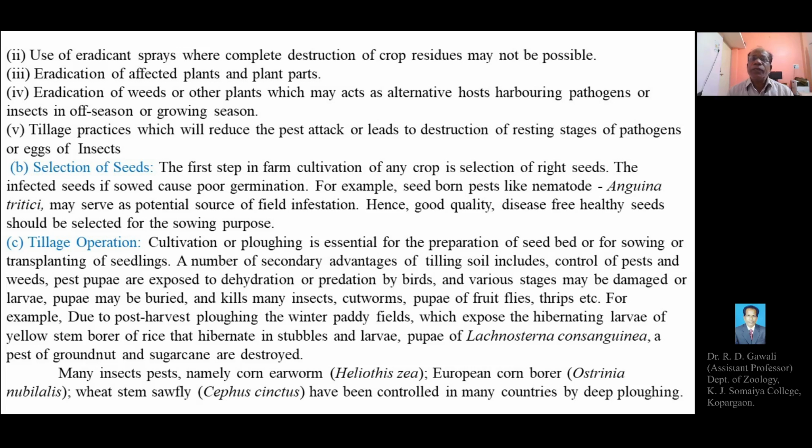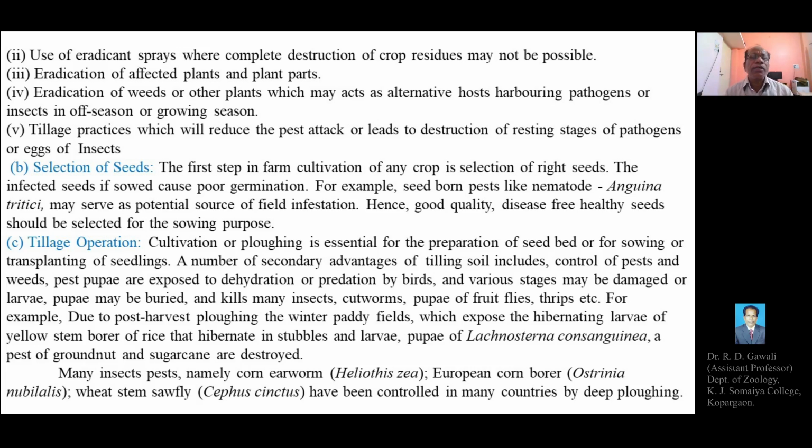Then eradication of weeds, removal of weeds or other plants which may share with the crop in the field, and thus it is essential to remove all the undesired plants or weeds which are competing for or sharing the nutrients, water, and oxygen. So whatever the crop plants require is shared and may be used by these weeds, thus ultimately affecting badly the growth and yield of the crops.